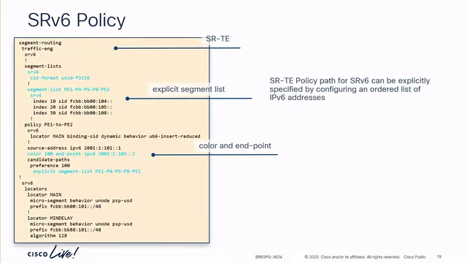SRv6 policy, it's kind of similar to the SR-MPLS policy. You just put a static or an explicit path or dynamic, but it's all with IPv6 addresses, with or without microSID. So it's kind of straightforward as well.